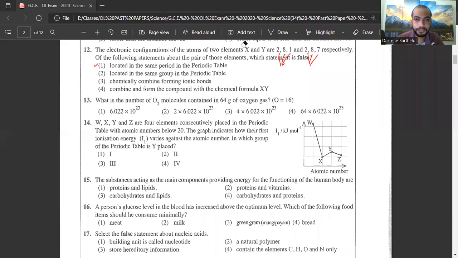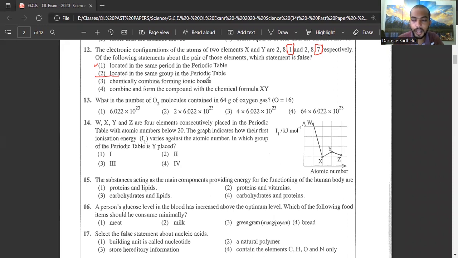The next one, located in the same group. That's wrong. Why? 2,8,1: in X, the group is 1. In Y, the group is 7. The last digit represents the group number. So the false answer is the second one. Let's read the third one also.